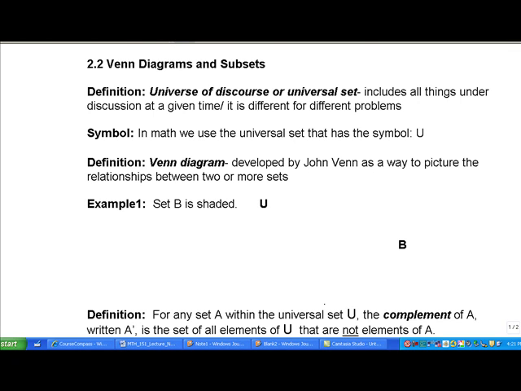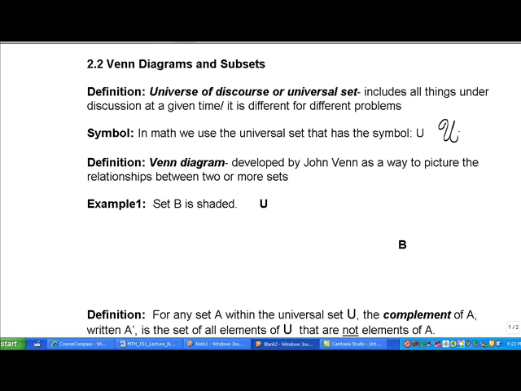Today we're taking a look at section 2.2 on Venn diagrams and subsets. And first of all, we need to talk about what is called the universe of discourse, also called the universal set. This is the set of all things under discussion at a given time. It is different for different problems. In math, we use the universal set that has the symbol U. And very often you may also see more of a script U being used for the universal set.